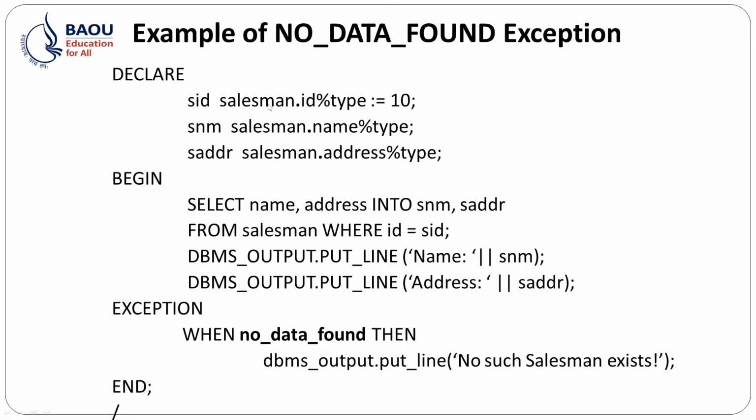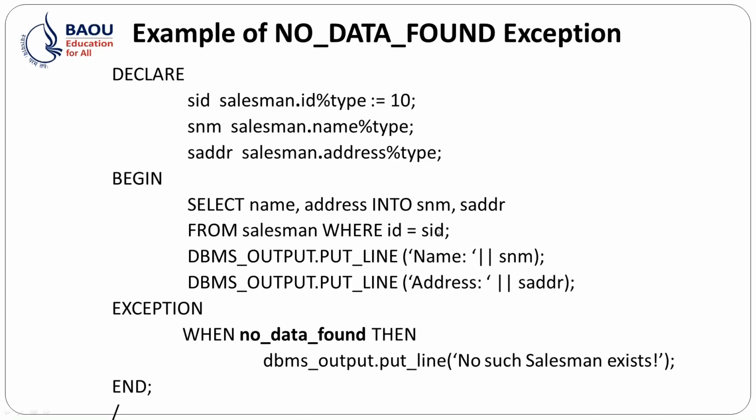Now SID is assigned the value 10. Here, begin: select name, address into S name, S address from salesman where ID is equal to SID, which means SID is equal to 10. In the salesman table, ID is matched with the value 10, and the name and address are fetched and stored in these variables, and it will print.